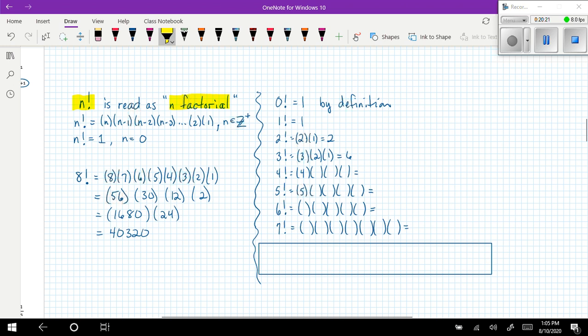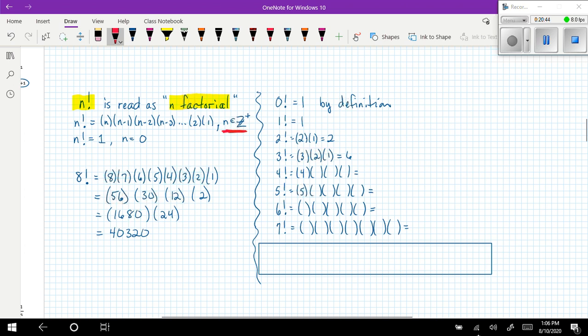N factorial is equal to n times n minus 1 times n minus 2 times n minus 3 dot dot dot all the way down to 2 times 1, as long as n is a positive integer. This right here says n is a positive integer. So positive integers start at 1 and then 2, 3, 4, 5, and so on.